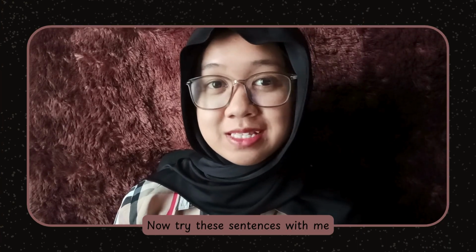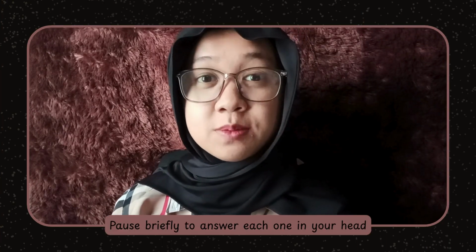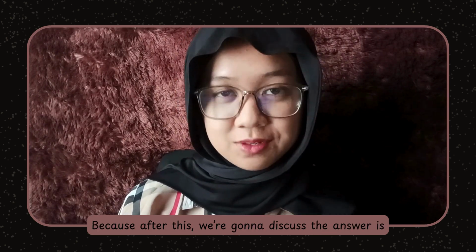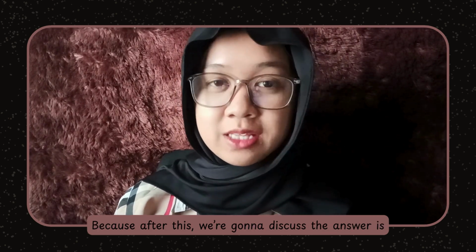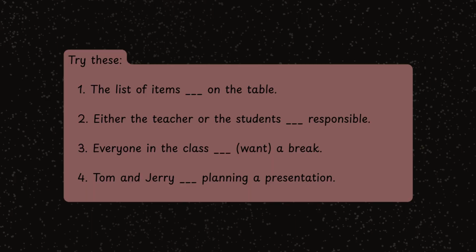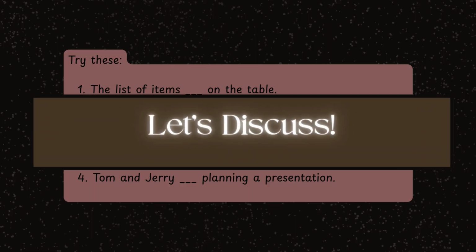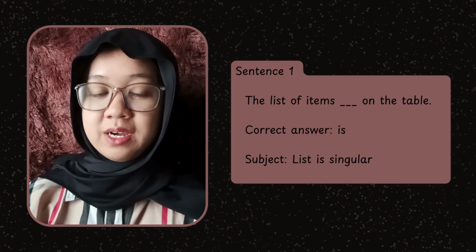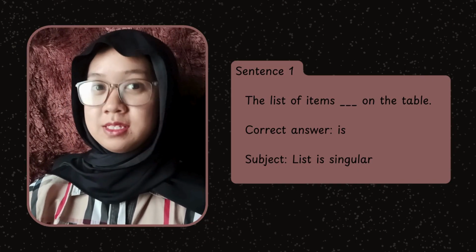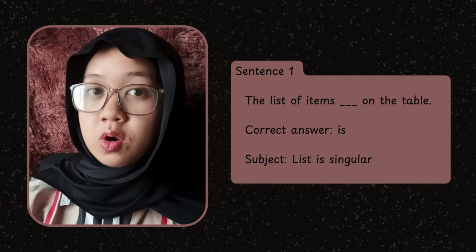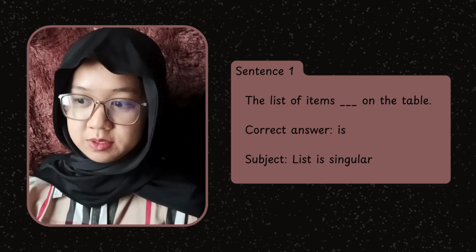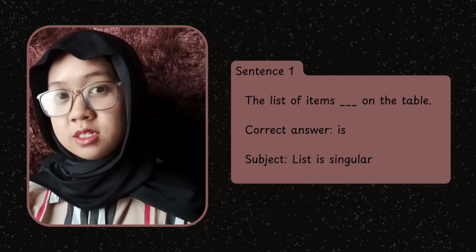Now try these sentences with me. Pause briefly if you want to answer each one in your head, because after this we're going to discuss what the answers are. Sentence 1. The list of items on the table. The correct verb is "is" because the subject list is singular.